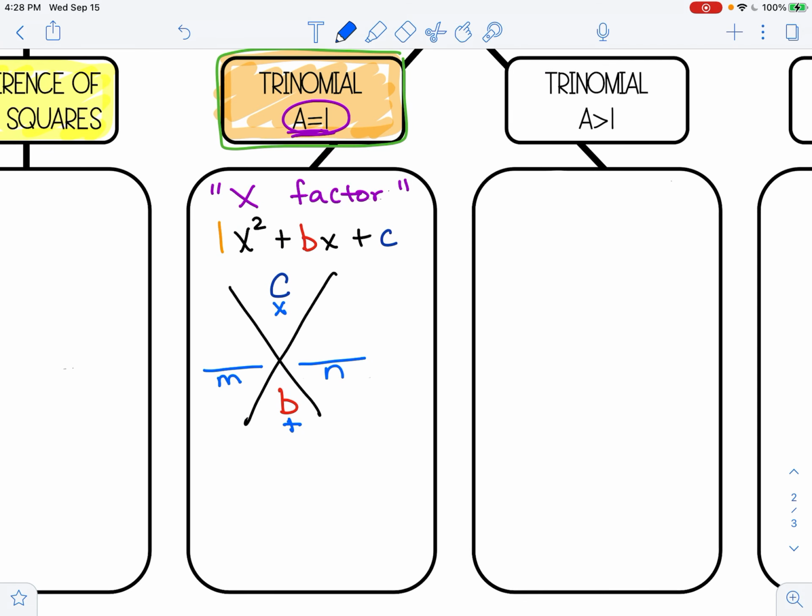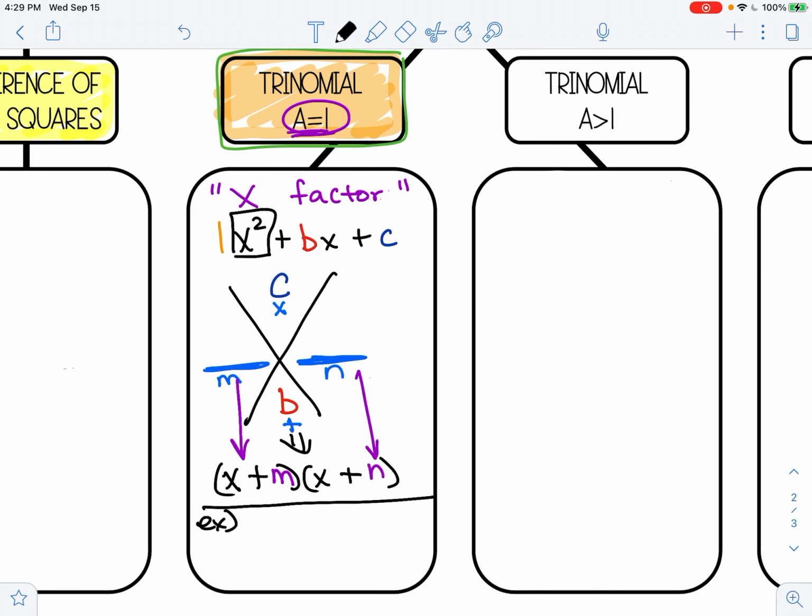Once we figure that out, whatever these 2 numbers are, we're going to put them into 2 parentheses. We know x squared can be written as x times x. And then whatever m is, we're going to put right here, and whatever n is, we put it here. So we plug these in, and that would be in factored form. Okay, so go ahead and draw a line right here.